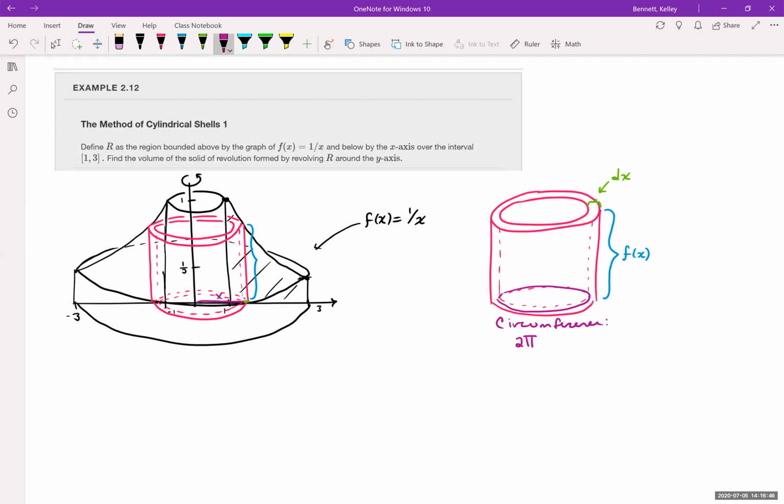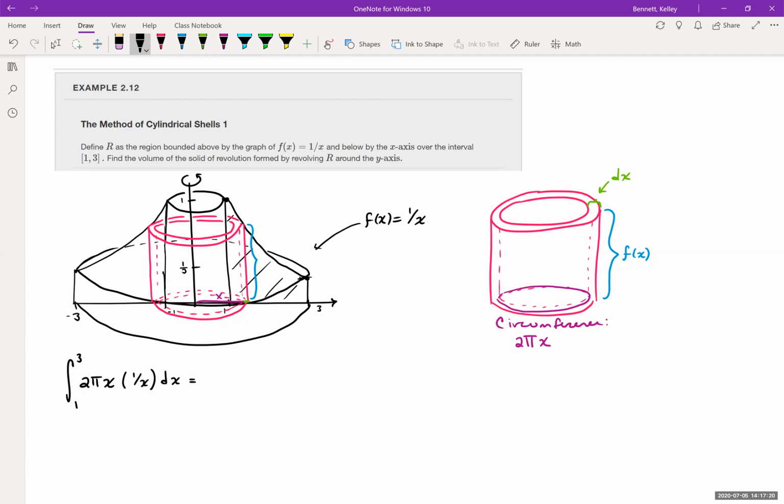So let's put it all together. We're going to have the integral, because again, we're adding up all these cylinders. The fancy way to add stuff up is through integration of infinitesimally small objects. Our x values are from 1 to 3. And then we just multiply these three things: our circumference, our height, and our width. So it's 2 pi x times our function, which was 1 over x, and then times our little width, which is dx.